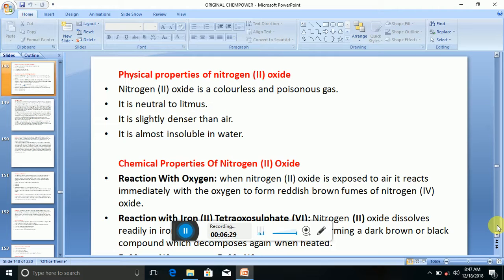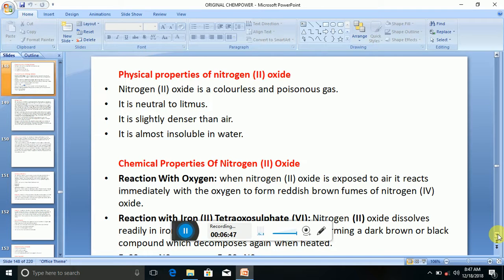Physical properties of nitrogen 2 oxide. Nitrogen 2 oxide is a colorless and poisonous gas. It is neutral to litmus. It is slightly denser than air. It is almost insoluble in water.